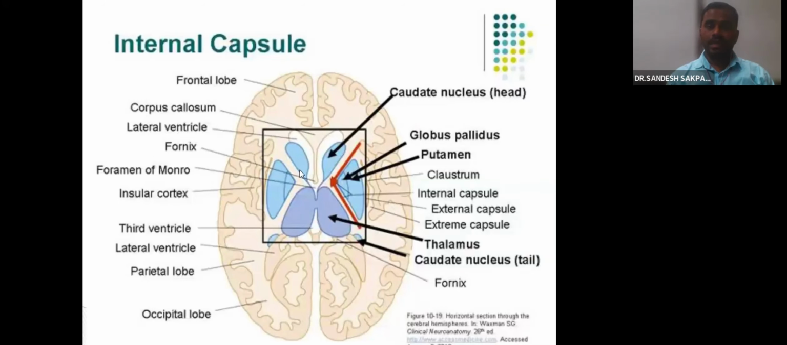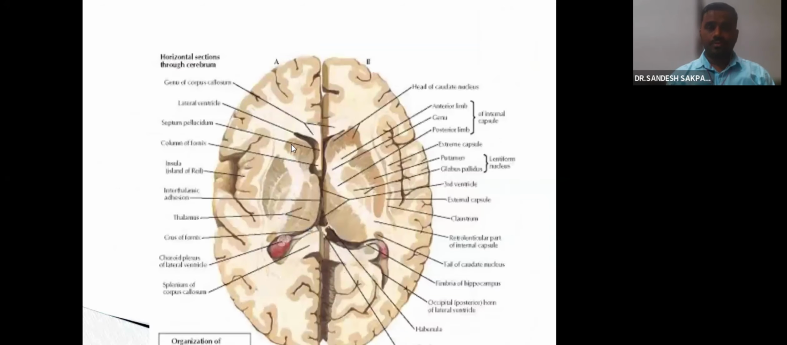Beside the lateral ventricle, we have the caudate nucleus. Below the caudate nucleus, immediately we have thalamus. And in front of that, we have lentiform nucleus, the putamen and globus pallidus. And between, we have the internal capsule. So here, we can see now again the brain anatomy, the section of the brain.